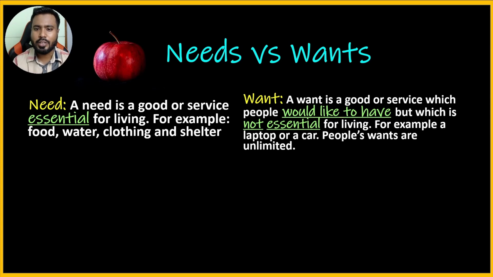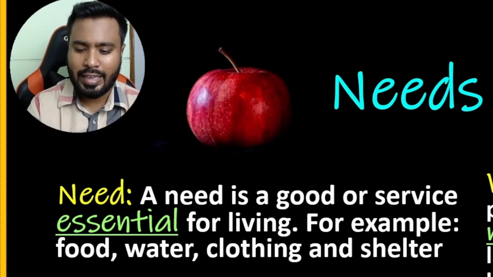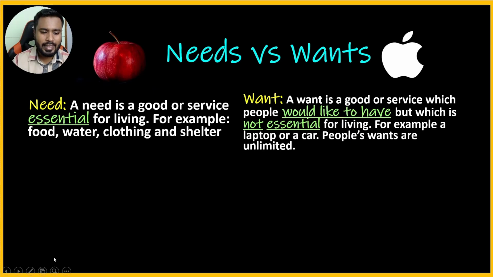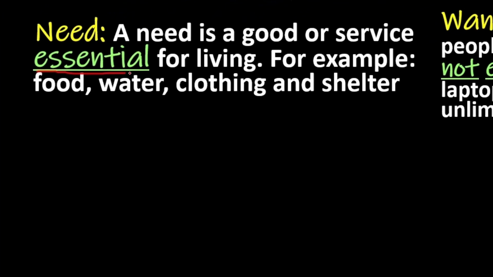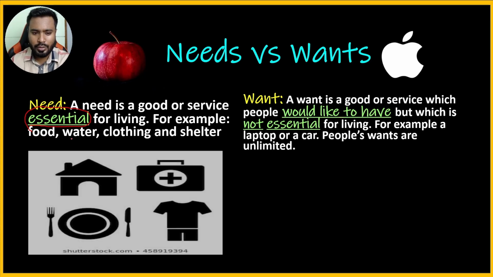So in the first slide, we need to talk about the difference between needs and wants. So what is a need? On my left side, you can see an apple, right? So this is a need. And on my right side, you see another apple, but this is a want, because this is an Apple company. So basically, a need is a good or service that is essential for living, for example food, water, clothing, and shelter. Over here we have food, clothing, and shelter, and also healthcare.